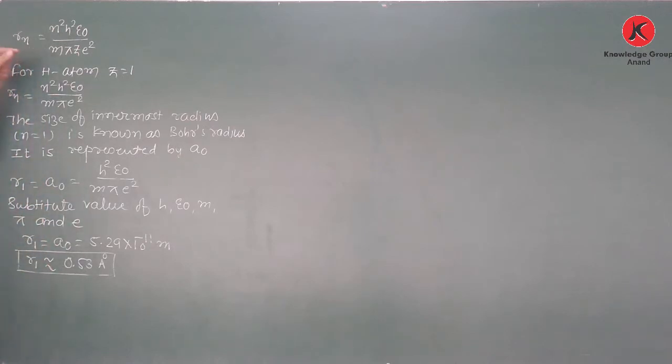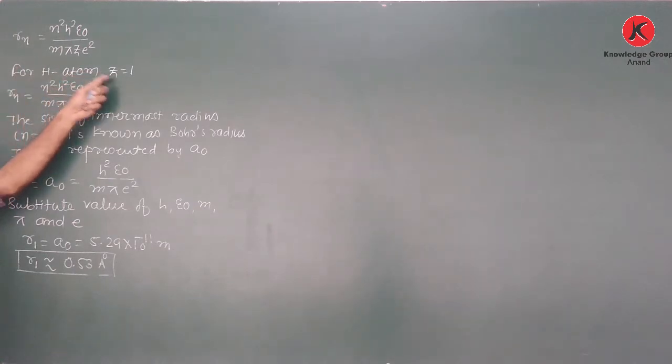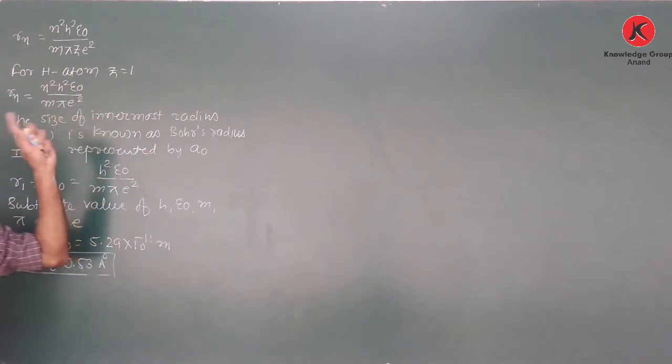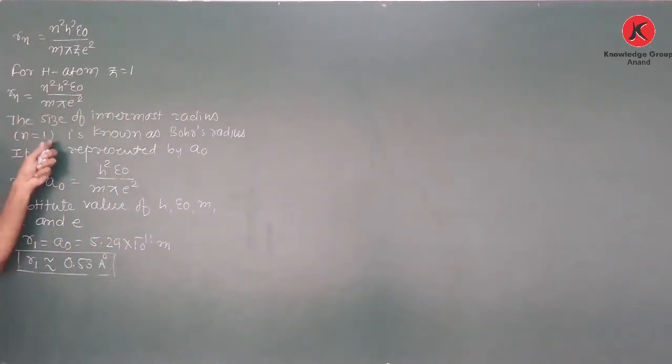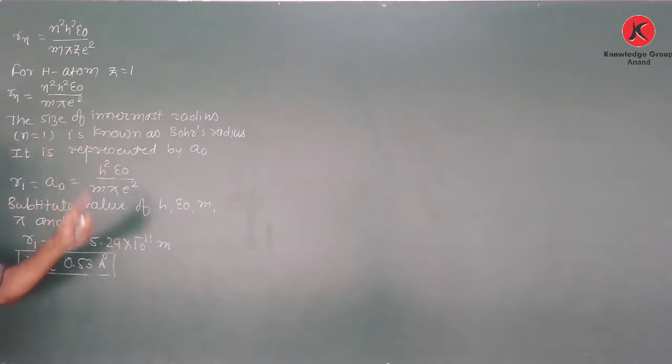Clear? Again, the radius of the nth orbit for any element is represented by this equation: n square h square epsilon 0 upon pi m Z e square. For hydrogen atom, substitute Z is equal to 1. Therefore, rn is equal to n square h square epsilon 0 upon pi m e square. The size of the innermost radius, that means the first orbit, n is equal to 1, is known as Bohr's radius. It is represented by a0.